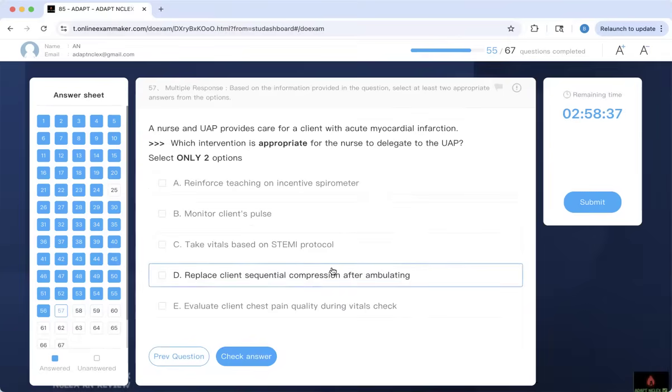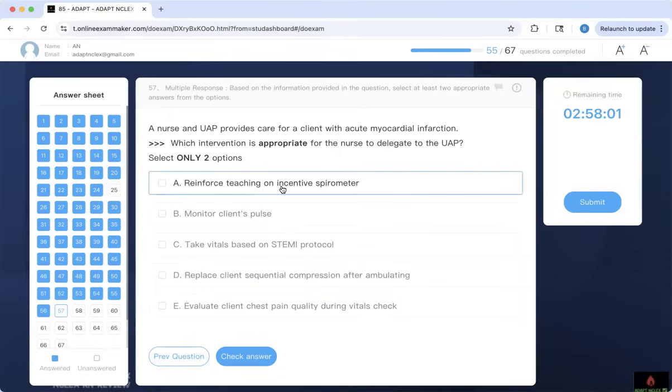Next, the nurse and the UAP provide care for a client with acute myocardial infarct. Which intervention is appropriate for the nurse to delegate to the UAP? The only thing you can delegate to your UAP, I said pick two, is anything that does not require thinking and does not require assessment, or is ADL. Based on that, which one are you going to choose? Reinforcement, that's LPN. Monitor client pulse, A. All I do is check a pulse.